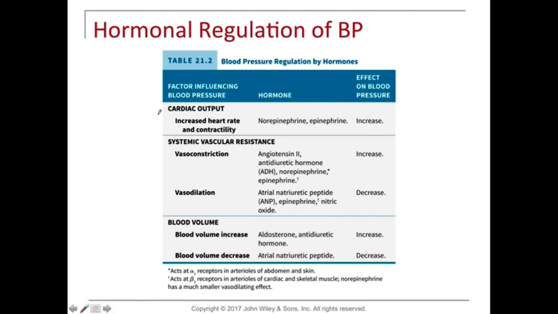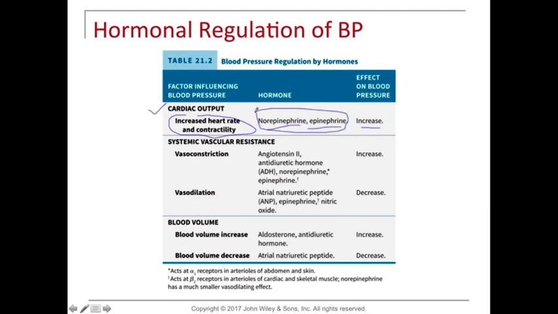Okay, so when we look at factors that can influence blood pressure, we look at cardiac output. What are the things that can increase heart rate and contractility? Norepinephrine and epinephrine. What are the effects on blood pressure? They're going to increase it, right? When we think of norepinephrine and epinephrine, well, what gland should we be thinking of with this?